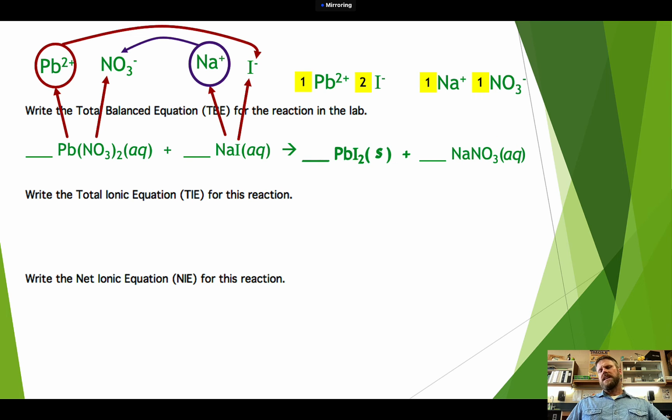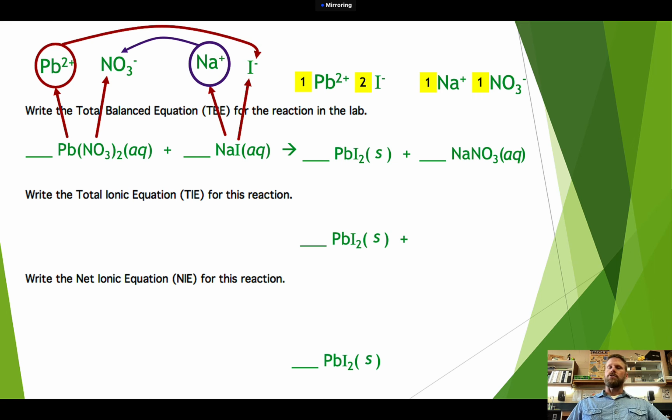So I do not make any mistakes later on in the TIE and the NIE, I'm going to write down PbI2 solid in both of those reactions as the product. Okay, I'll explain why here in a second.